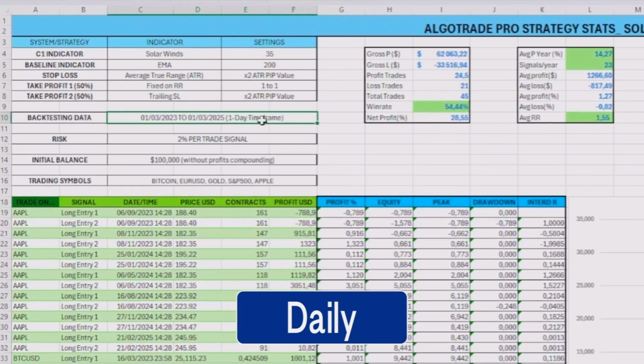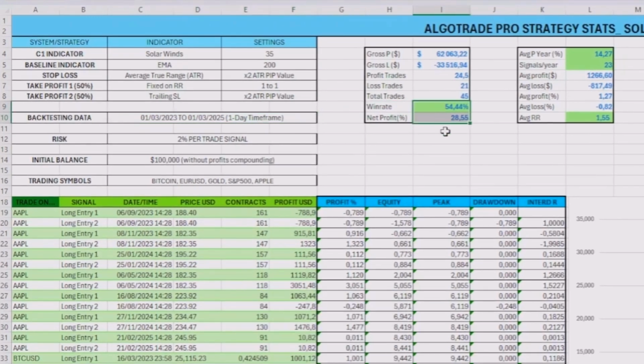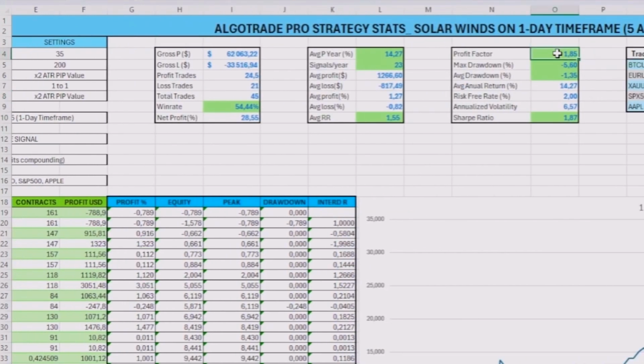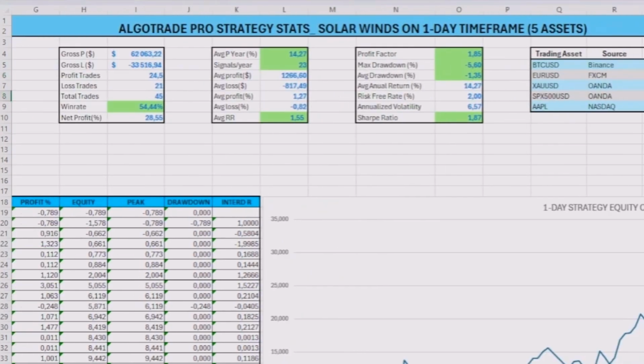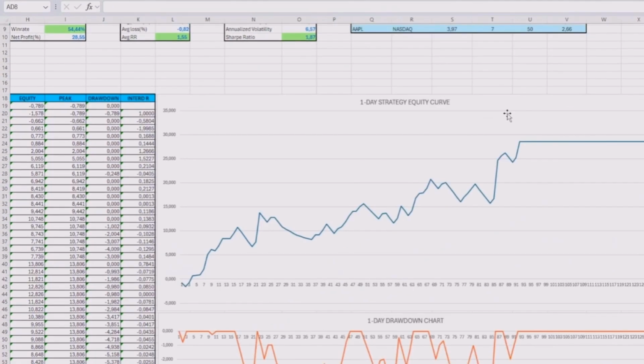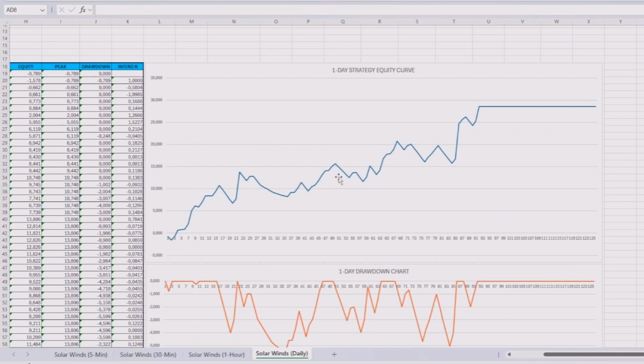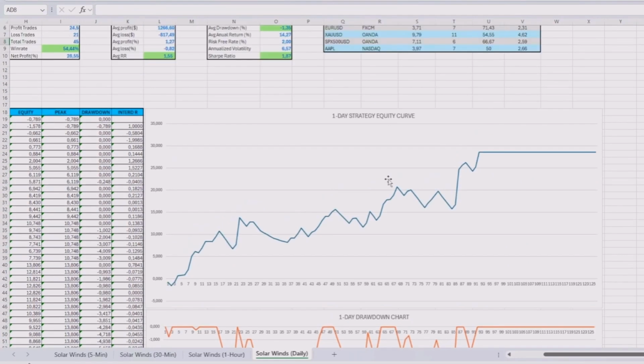Finally, on the daily time frame, the strategy delivered the most impressive results: nearly 55% win rate, close to 30% profit, a profit factor near 2, and extremely low drawdowns, with a max one of only 5.6% and an average of just 1.35%. This makes the daily time frame especially promising for long-term traders.